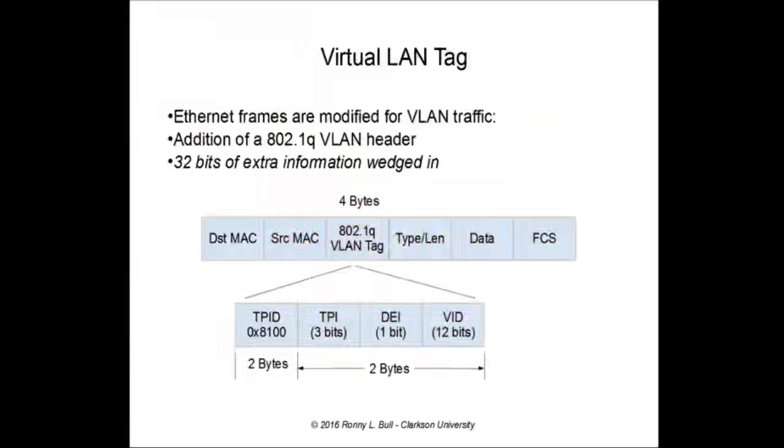So, basic virtual LAN information. We have a basic Ethernet frame here, and what we do to get VLAN going is we stick a 4-byte tag in there, or VLAN header, with 32 bits of extra information to support the VLAN ID to show where that frame is supposed to go on the correct networks.